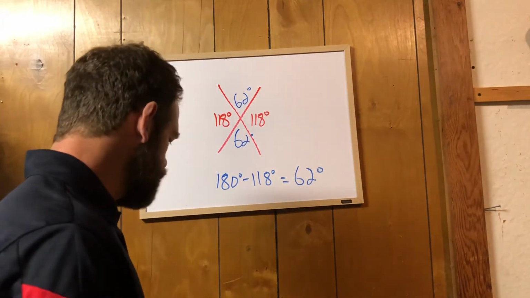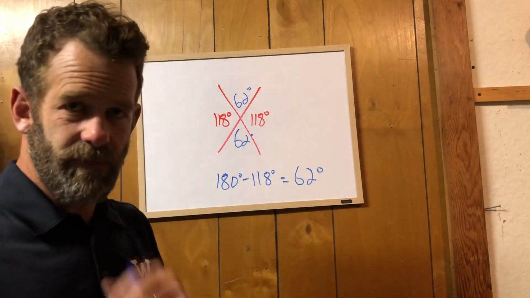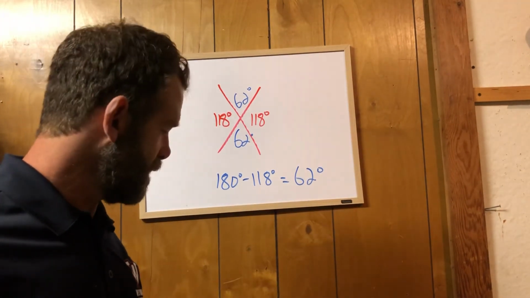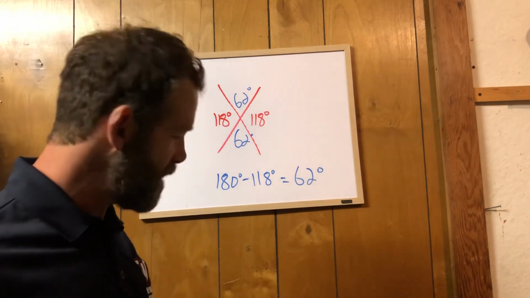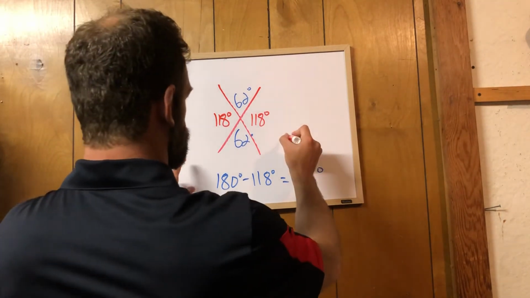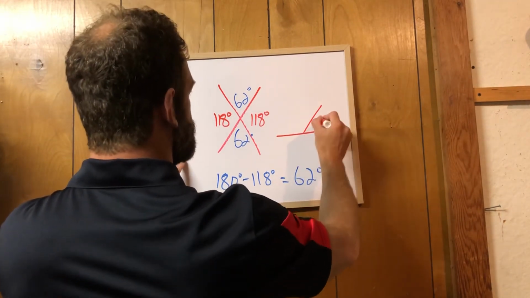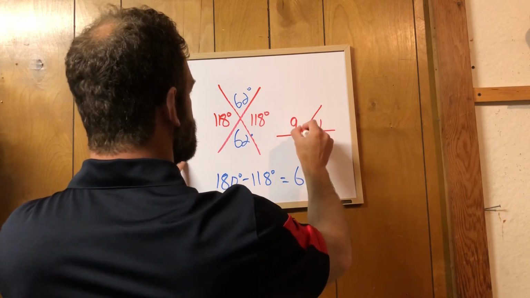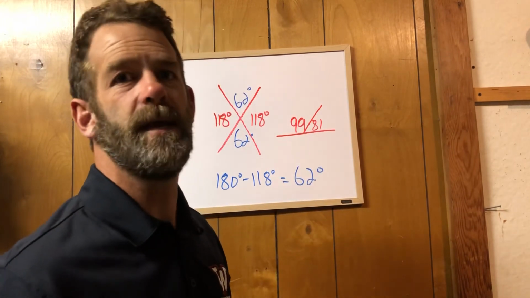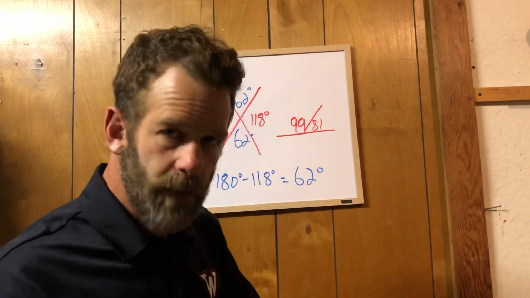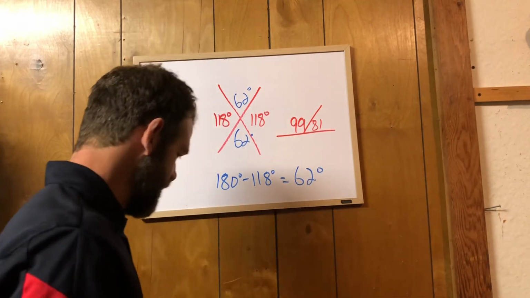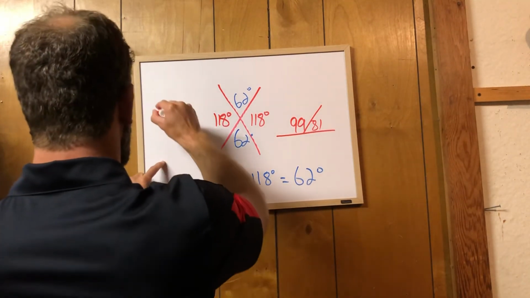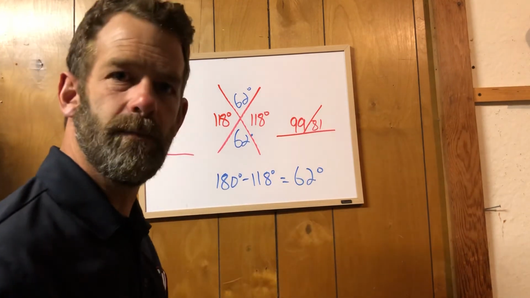Okay, next one. This has to do with supplementary angles. You have one angle of 81 degrees. What is the other angle? You should have paused it and said if this is 81, this is 99. Why? Because they are supplementary. And the last one has to do with complementary.